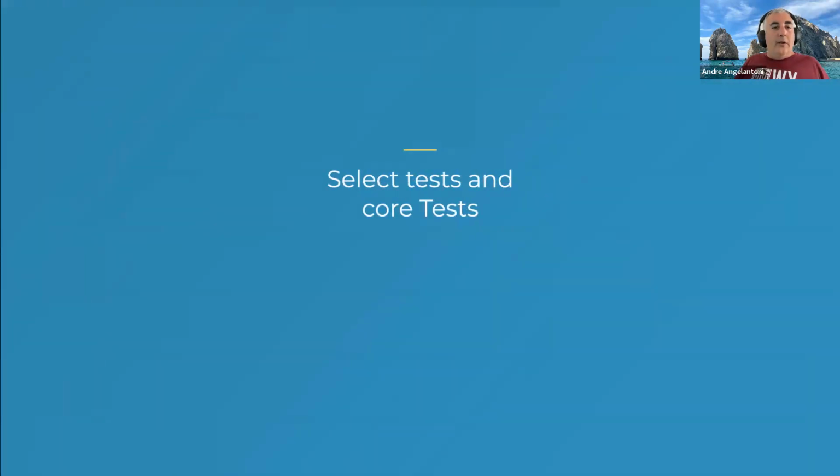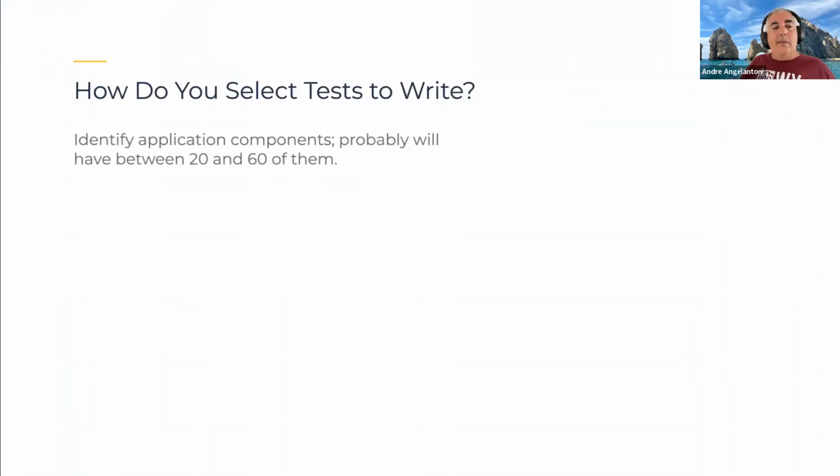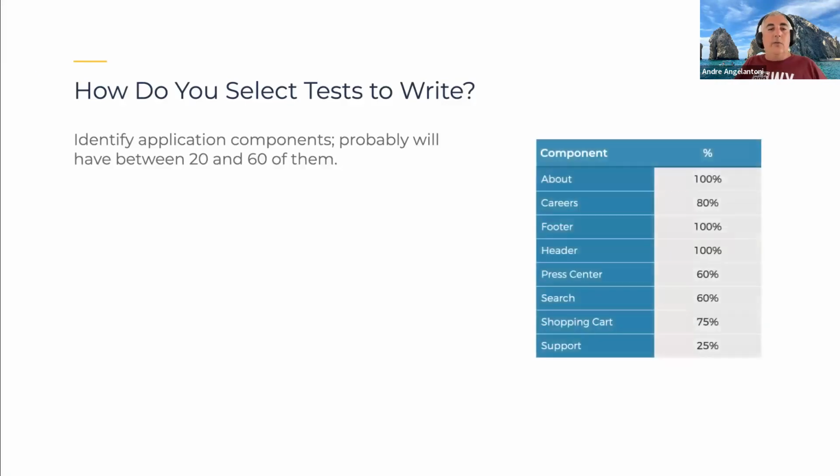Okay, we're coming towards the end. I know this is long. Selecting tests to write. So identify your application components. This will probably have between 20 and 60 of them. So here's just a few of them, with hypothetical test coverage for each one that's been determined by the QA people. You can change those numbers according to code coverage if you want, but I think that it's probably fine if you just do a rough estimate.